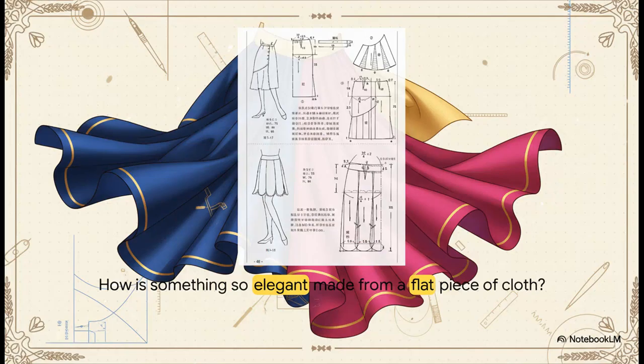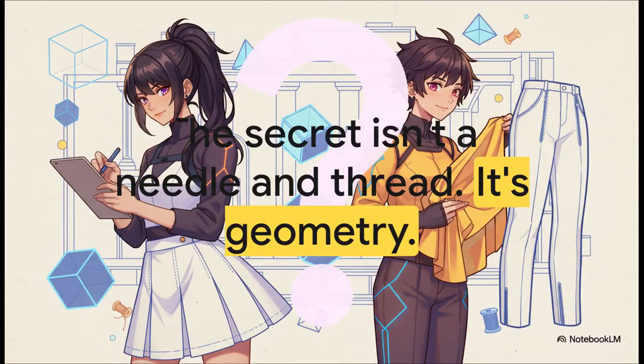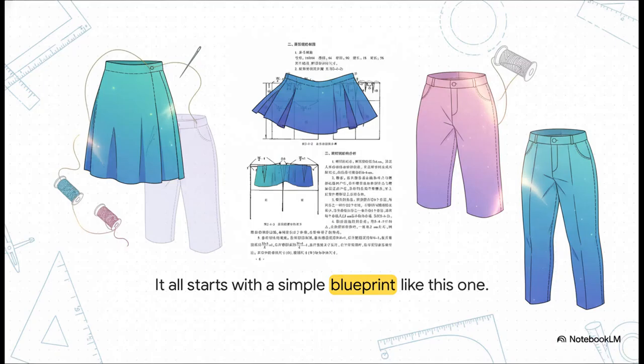I mean, look at this skirt. It wraps, it flows, it has all this amazing shape and structure. It's kind of wild to think this whole thing started life as just a simple two-dimensional piece of cloth. How does that transformation even happen? Well, the secret isn't just about being good with a needle and thread. It's something way more fundamental, something that's actually closer to architecture. The secret? It's geometry. And this, right here, is what that geometry looks like.